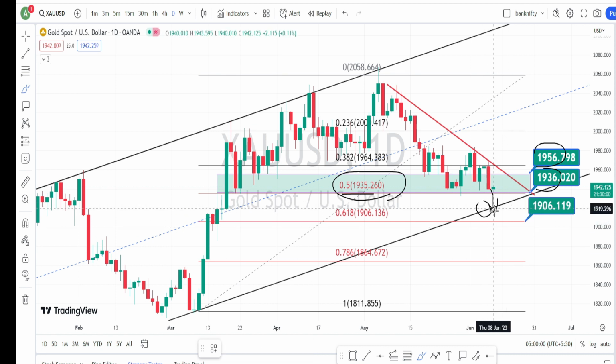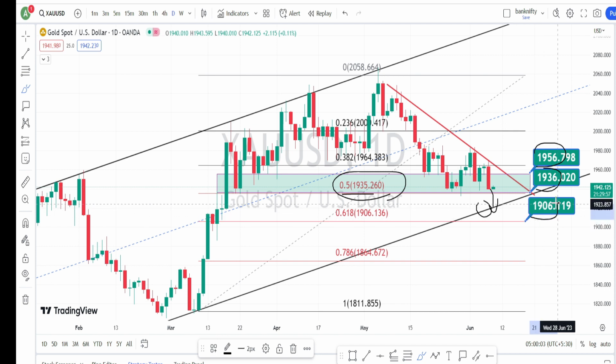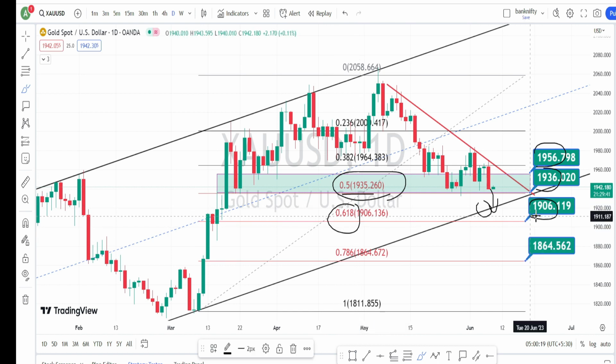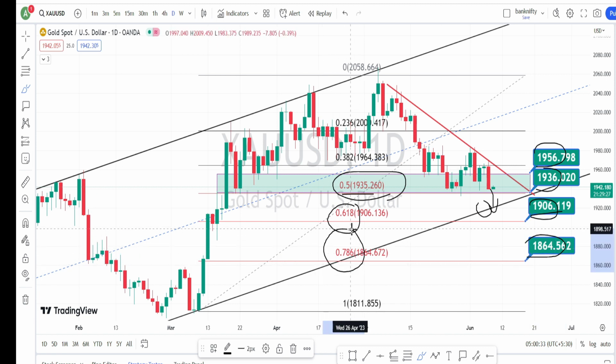And once this trend line is breached, next level of support is going to be around 1906, which is going to be the 61% of the Fibonacci retracement level. And in case the price action breaches this support level of 1906, next level of support is going to be around 1864, which is going to be the 78% of the Fibonacci retracement level.